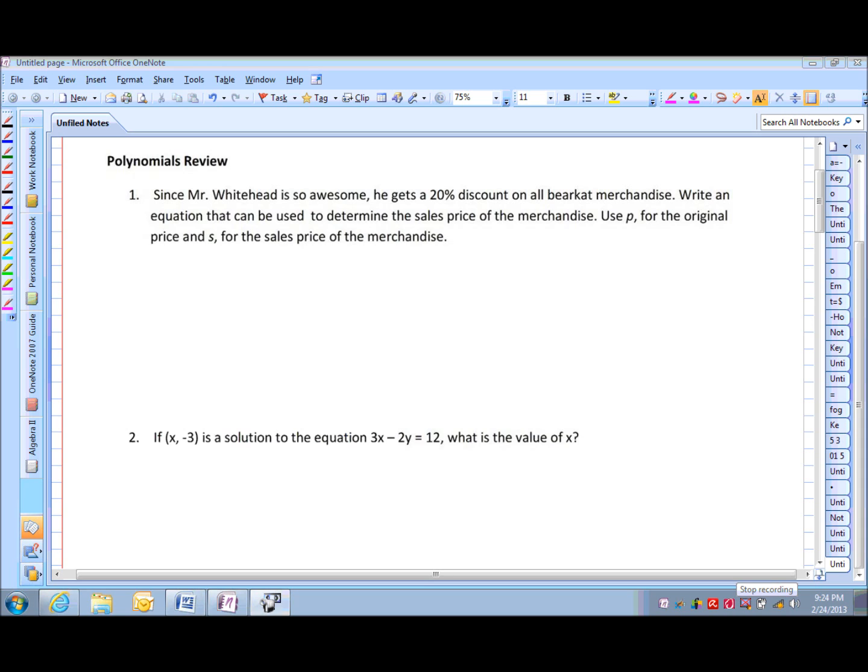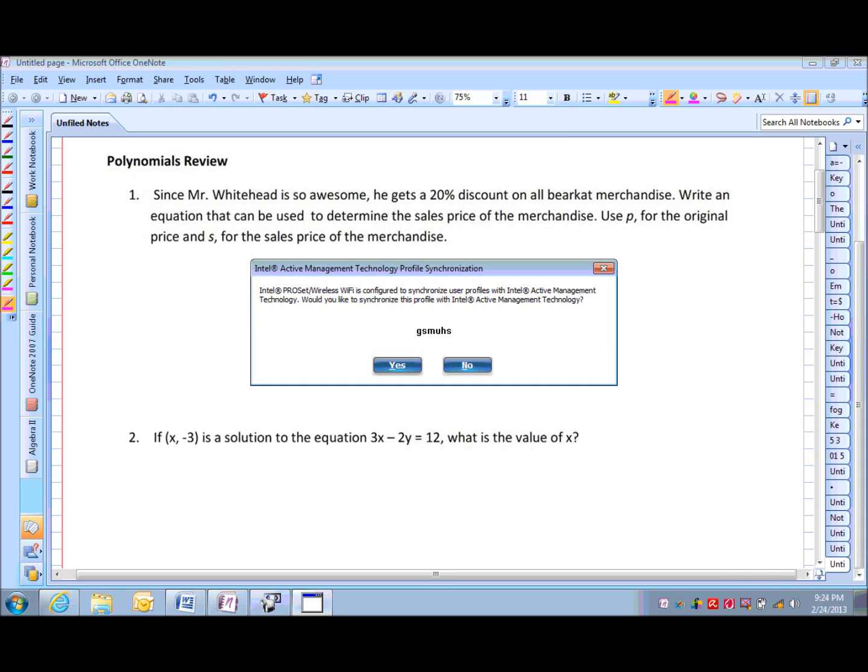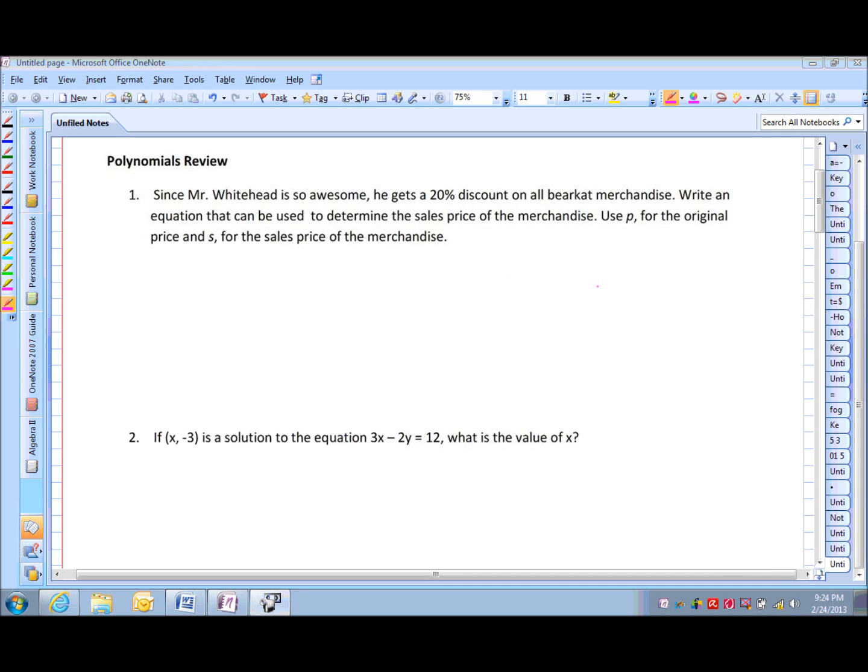On problem 1, it says since Mr. Whitehead is so awesome, he gets a 20% discount on all Bearcat merchandise. And it wants us to write an equation that can be used to determine the sales price of the merchandise. And it says to use P for the original price and S for the sales price. Once again, we're supposed to write an equation.